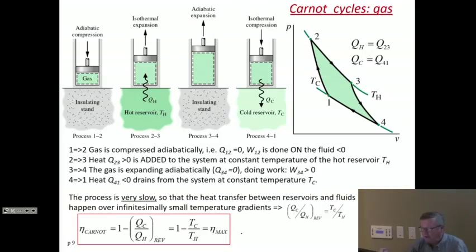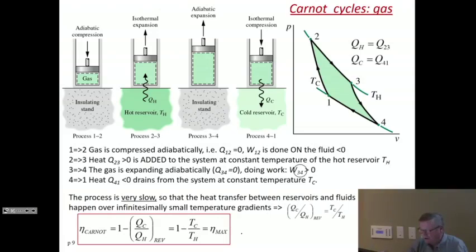And then we connect it to the cold reservoir, and the heat 4 to 1 is negative, drains from the system, so the volume now decreases, but isothermally at T cold. So this is a system that has gone adiabatic, isothermal, adiabatic, isothermal. That is an ideal Carnot cycle. That has an efficiency that is only the Q hot over the Q cold.